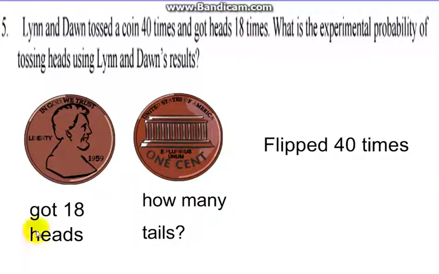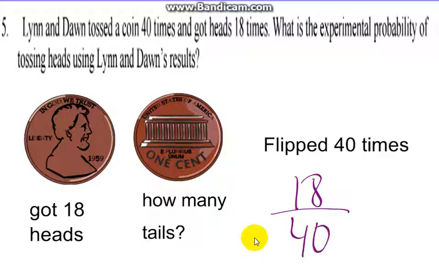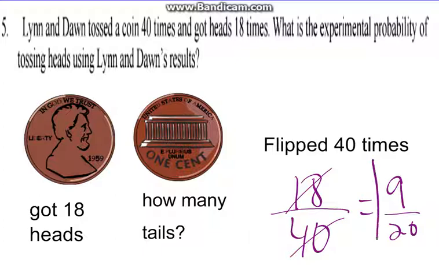Okay, our next problem says Lynn and Don tossed a coin 40 times and got heads 18 times. What's the experimental probability of tossing heads using Lynn and Don's results? So they flipped it 40 times. Out of that 40 times, they got 18 heads. So that means 18 out of 40 were heads. And that's all we have to do. Let's just simplify our answer, dividing both by 2, simplifying to 9/20, and that means 9 out of every 20 coins they flip, that's the probability that they're going to have a head.